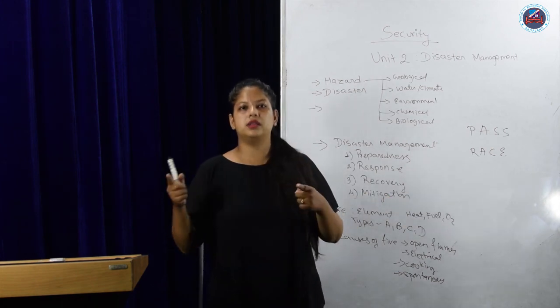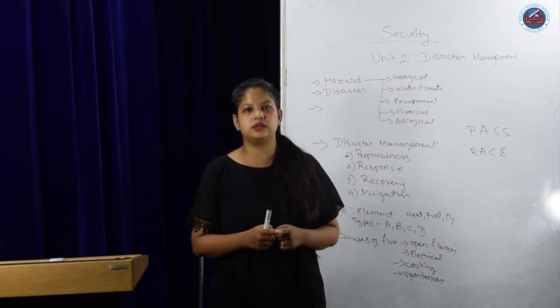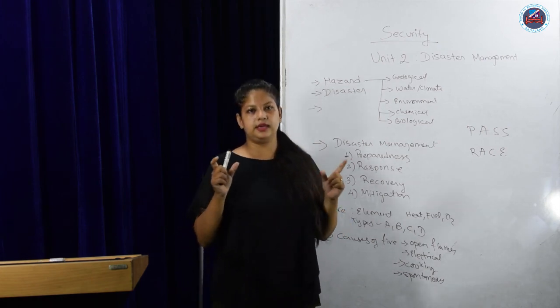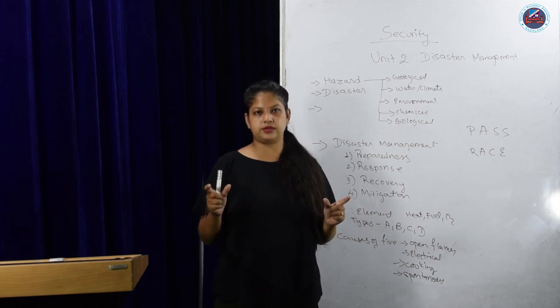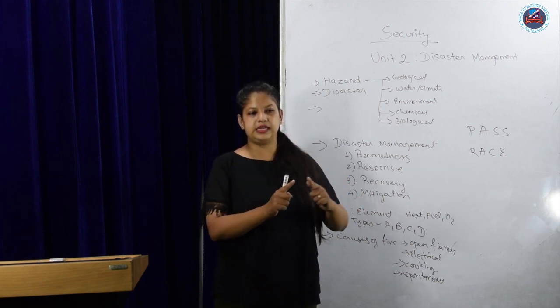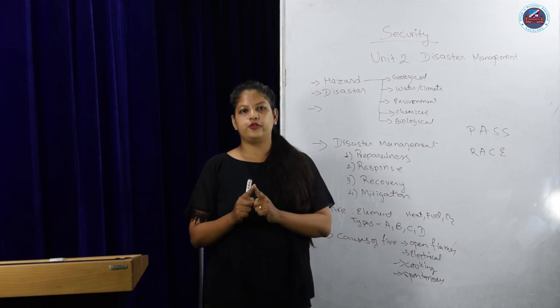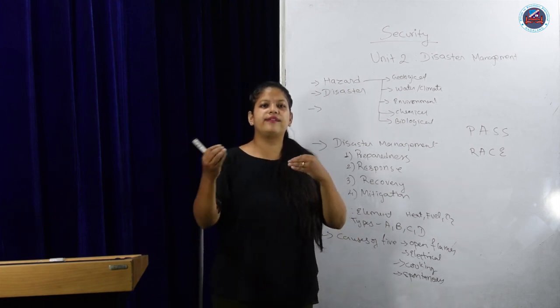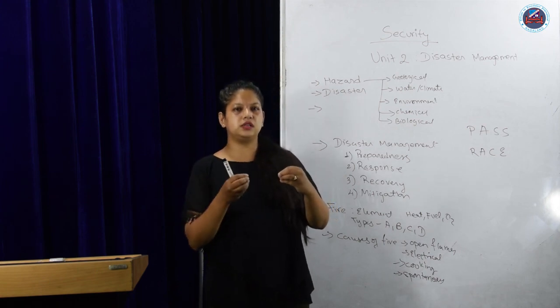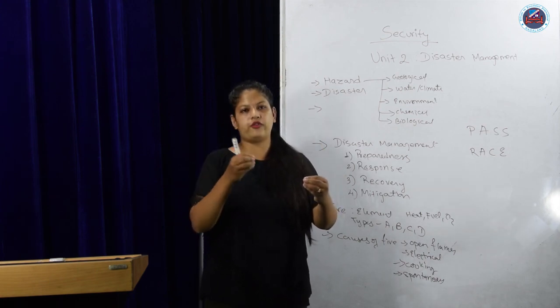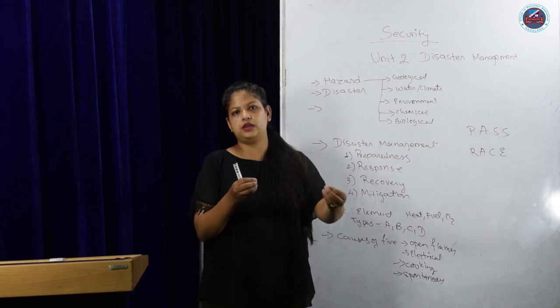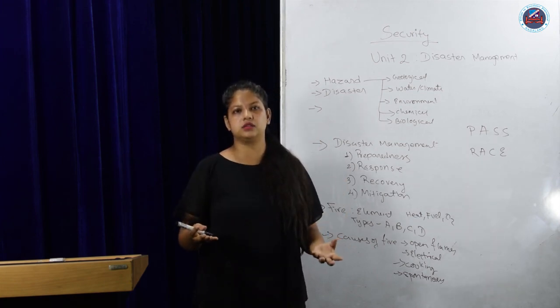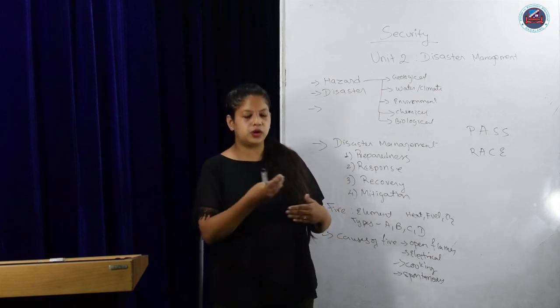Now in your book or in the PPT we have sent the fire tetrahedron. This is very important. If an exam question comes up, draw the fire tetrahedron. In one place heat is given, in another triangle fuel, and in another triangle O2, oxygen, is given. So they are related. If oxygen is not there, fire cannot happen, or in case heat is not there, fire cannot be caused. So they are interrelated to one another.